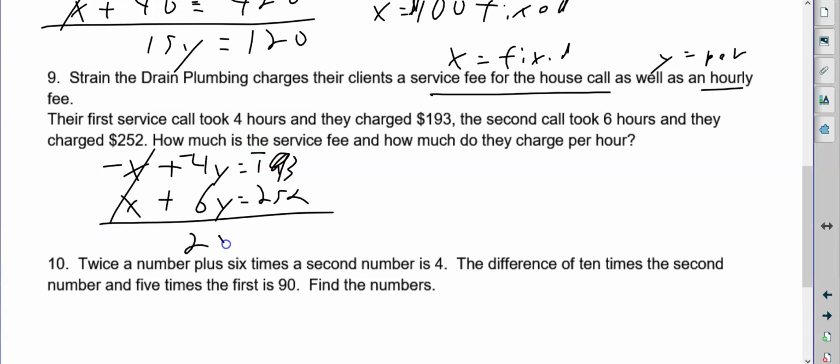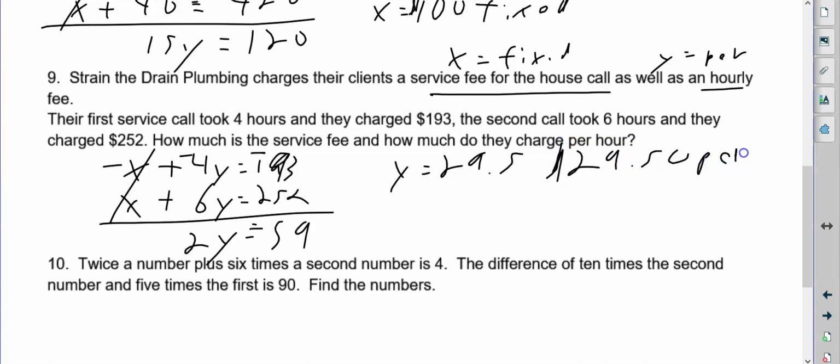Cancel. 6 minus 4 is 2Y. 252 minus 193 is 59. Divide by 2. 29.5. Which means $29.50 per hour.